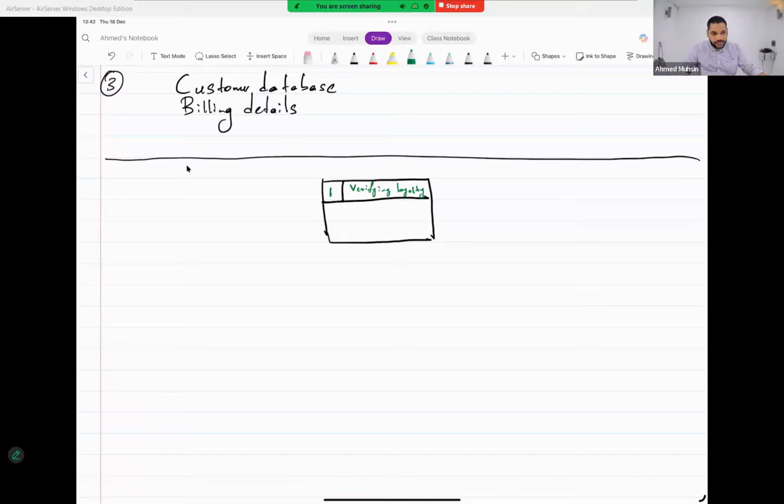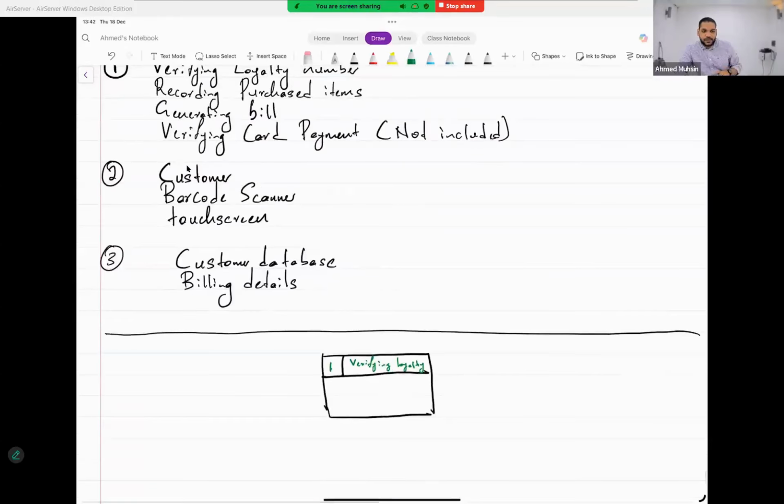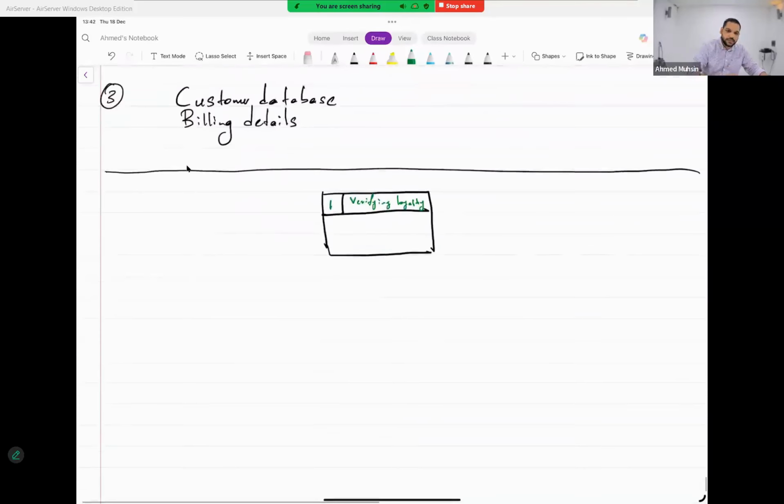Who is going to enter this data, or rather, what is the source that's going to give this input? The customer, or shall I put the touchscreen? Because in a self-checkout, we have a touchscreen there that we type it into, right? In a physical cashier, there is a separate screen for you to enter your loyalty number, isn't it? In the self-checkout, you enter it into the computer itself. So we'll directly say customer itself.